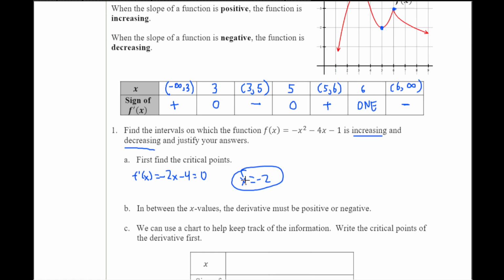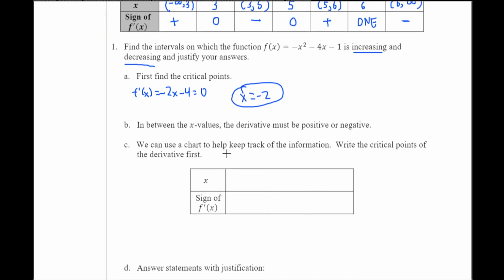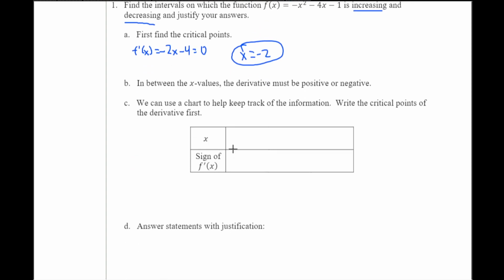In between the x values, the derivative must be positive or negative. So if we draw, there's only one critical point here, right? So we should have 3 columns here and just have the negative 2 in the middle, because we want all points to the left of negative 2 and the interval that captures all points to the right of negative 2. So you should start with negative infinity, go up to negative 2, and then start at negative 2 again, go to positive infinity. So right here, we use a chart to help keep track of the information.